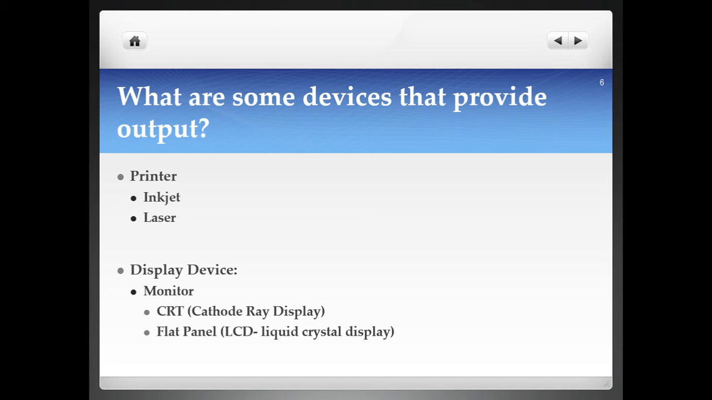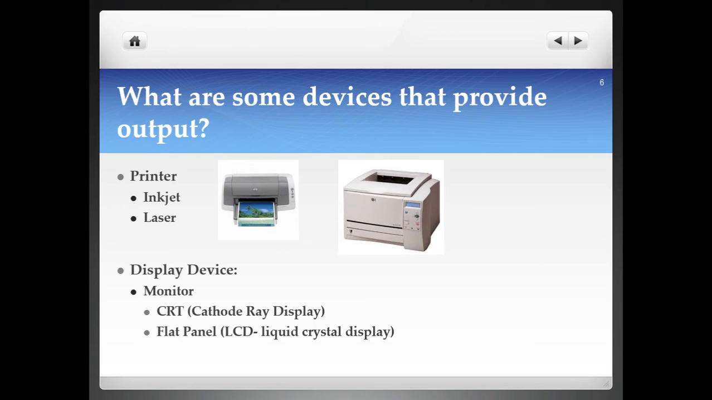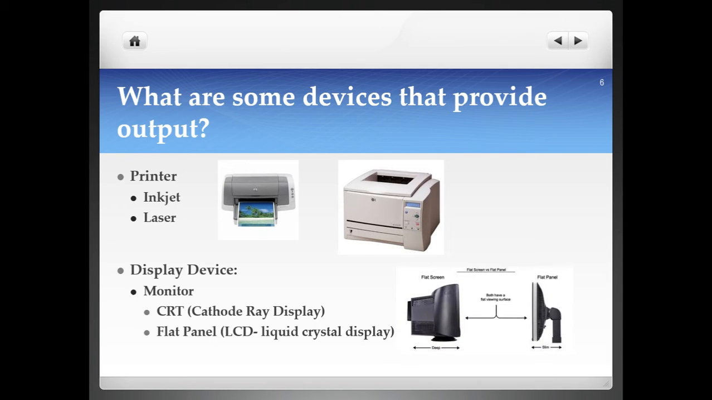There are two different types of monitors. There's the old school type of monitor that looks more like a box. That's a CRT monitor, which stands for cathode ray display. And then in the last 5 years or so, most people have switched over to using the flat panel or LCD, the liquid crystal display monitors, which give a more precise image, and they also just look nicer. There's a printer. There's another printer. The inkjet on the left, the laser printer on the right. There's two different types of monitors. I would say the flat panel on the right looks much more appealing.